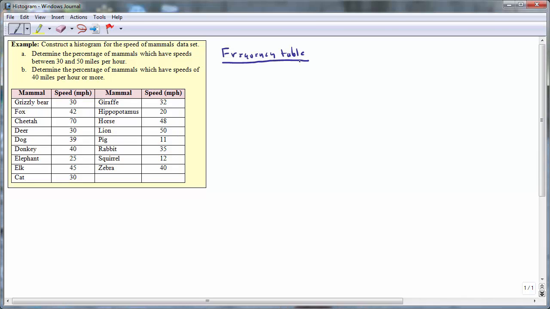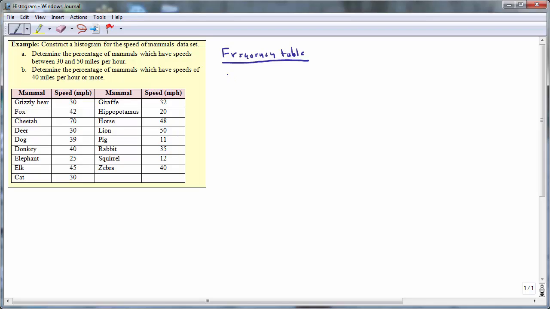To create a frequency table, we first need to divide up the range of the data into classes. In this dataset, the speeds of mammals range between 11 and 70 miles per hour, and I'm going to use a class width of 10. So starting with 10 miles per hour and ending with 70 miles per hour. Other choices are possible, and the process of dividing a range of data into classes is part art, part science.